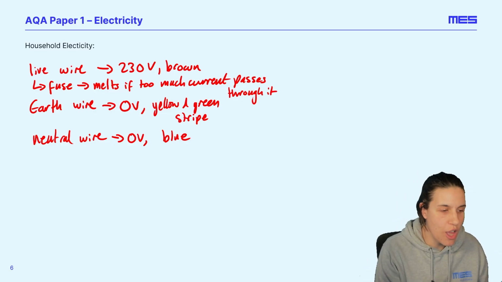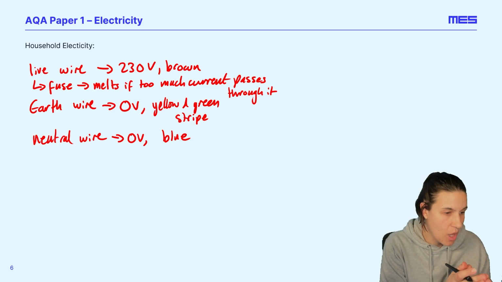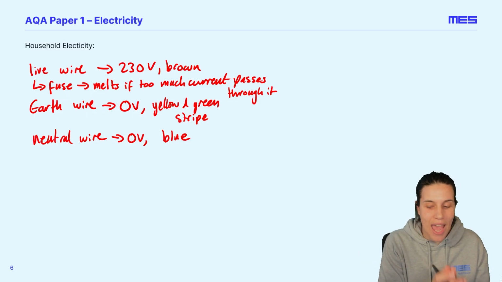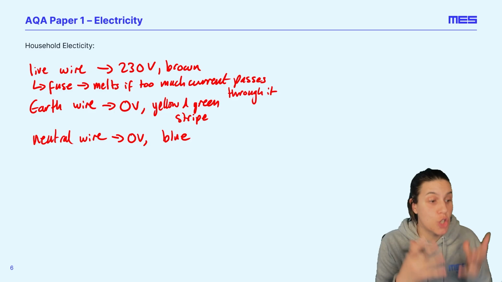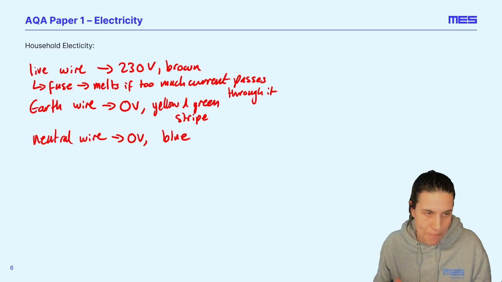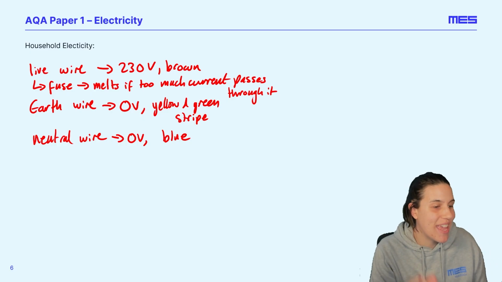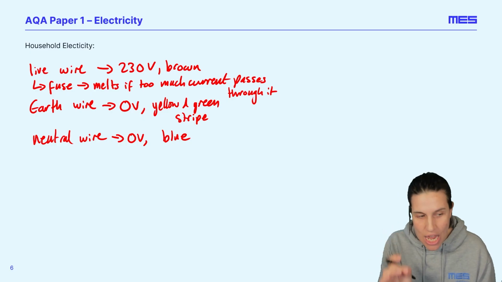Because the role of the live wire is to carry the current from the power station to your house. The role of the neutral wire is to carry the current back to the power station, because we know that for electricity to run, we've got to have a complete circuit. The role of the earth wire is only to do something if there is an issue.